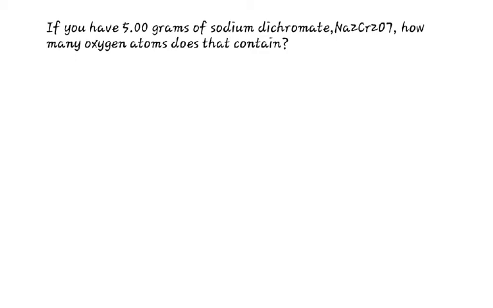All right, let's look at one more problem. If you have 5 grams of sodium dichromate, which has the formula Na2Cr2O7, how many oxygen atoms does that contain? First of all, note that the program I'm using doesn't allow me to do subscripts, but those numbers 2, 2, and 7 would be subscripted.